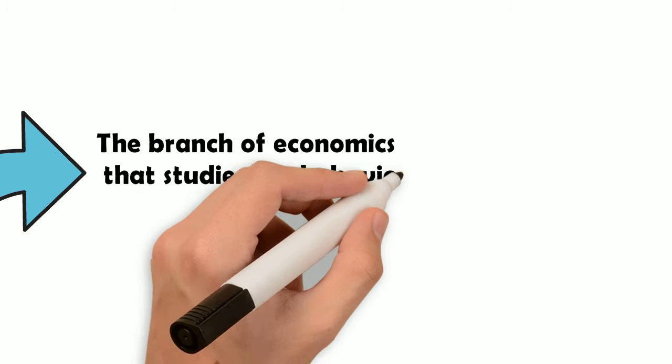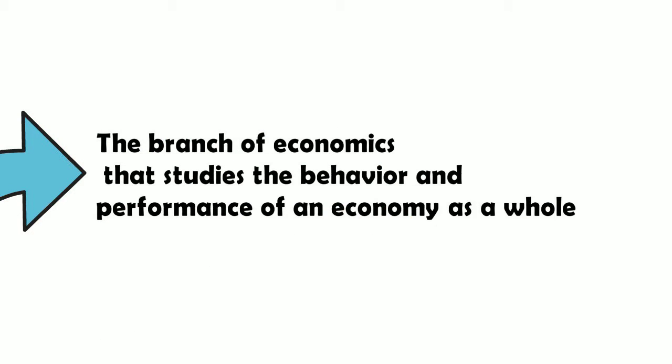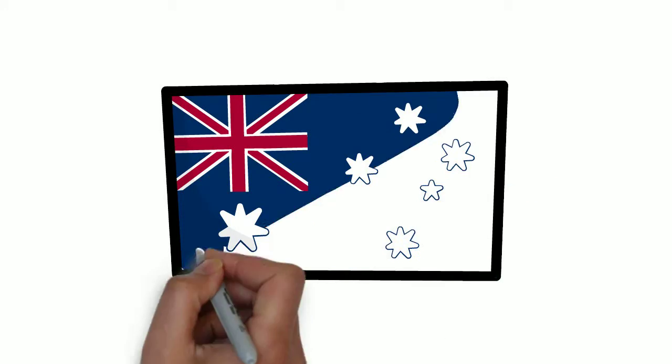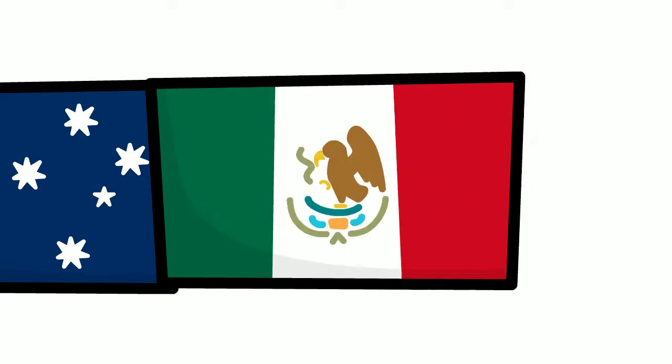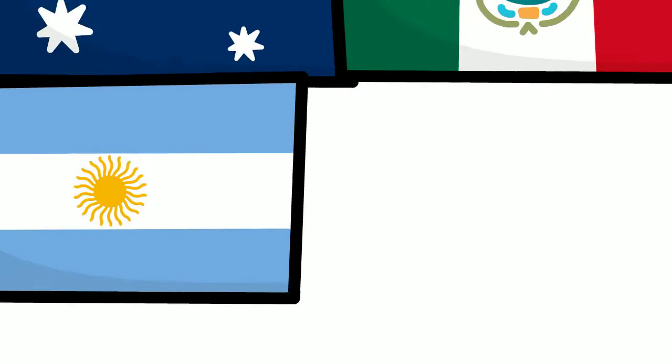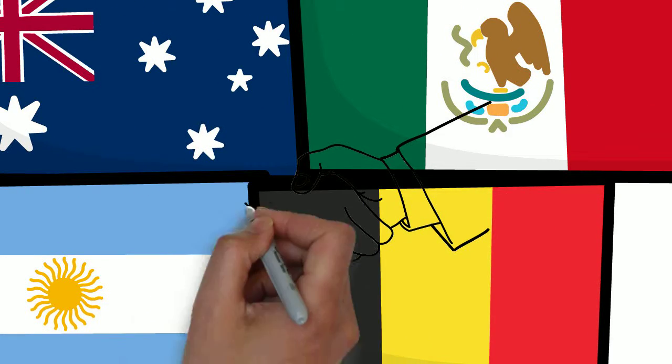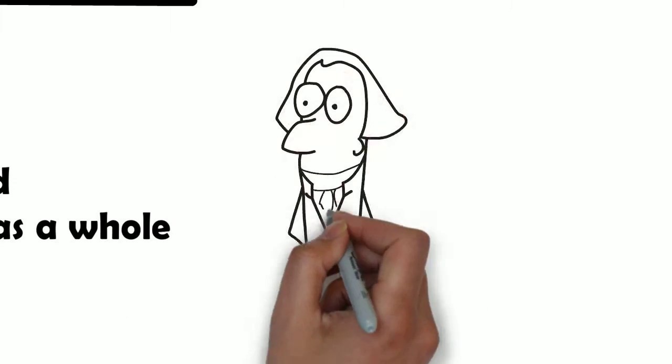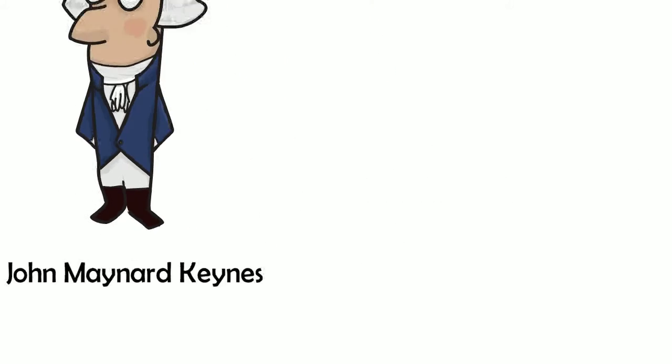Let's define what macroeconomics is. According to the World Bank, macroeconomics is the branch of economics that studies the behavior and performance of an economy as a whole. It focuses on the aggregate changes in the economy, such as unemployment, growth rate, gross domestic product, and inflation. In 1936, John Maynard Keynes published his General Theory of Employment.